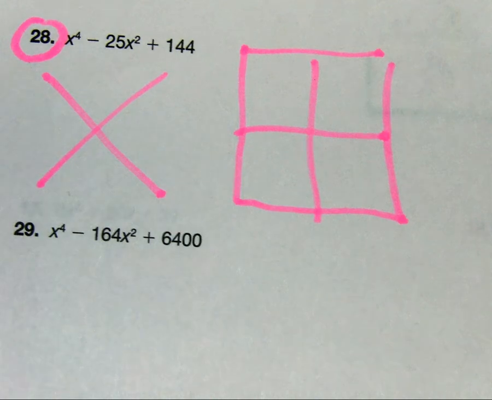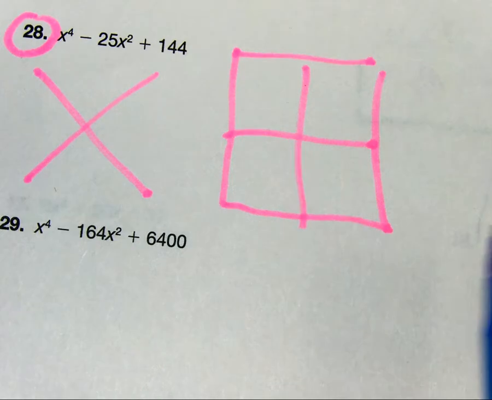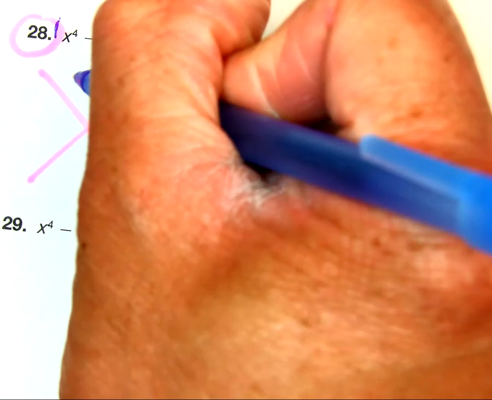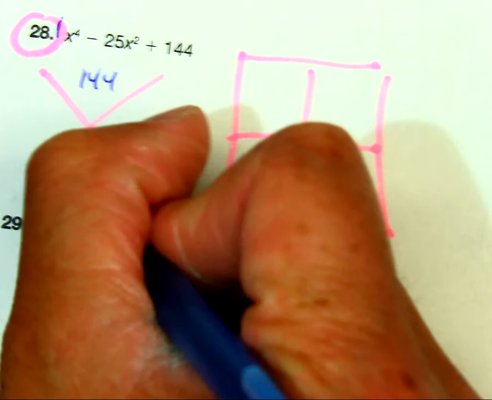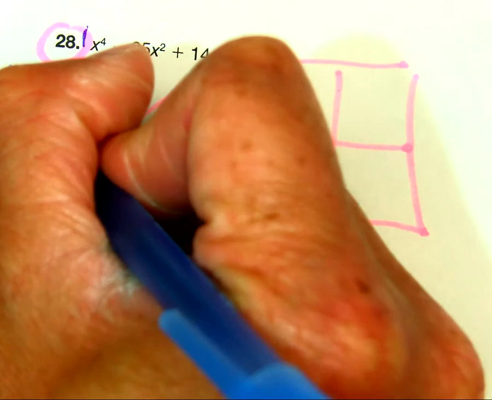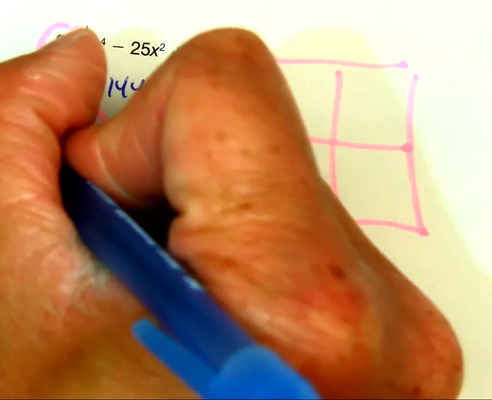Alright, so if I'm doing this problem, I'm going to treat it just like an X box problem. Remember, A times C would be 144. My B value would be negative 25. I'm not quite sure what the numbers are, so I'm going to list out all the numbers. 144 and 1. 2 times 72.